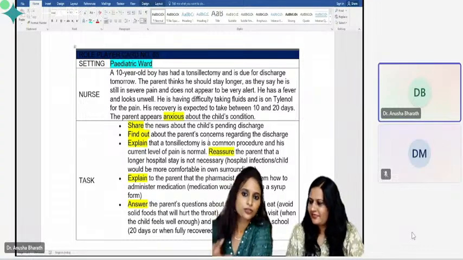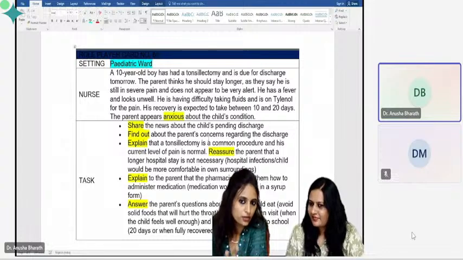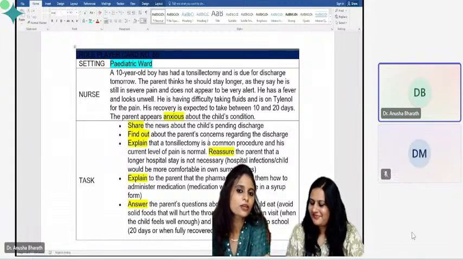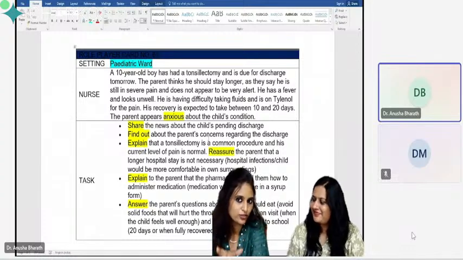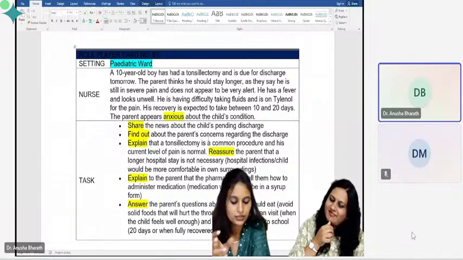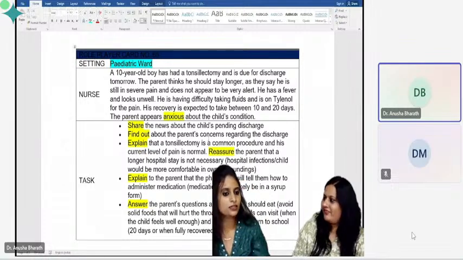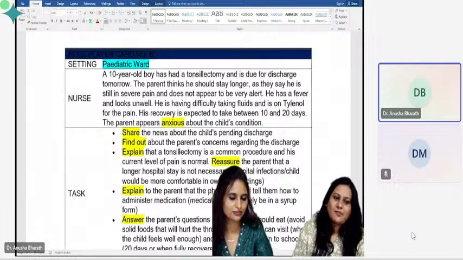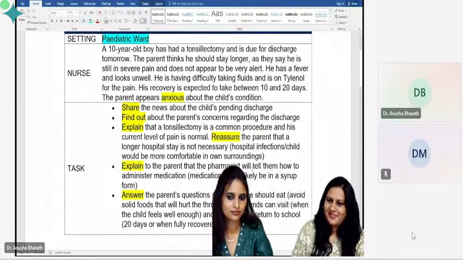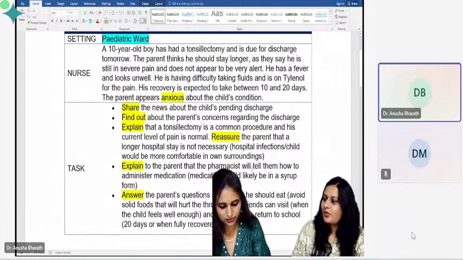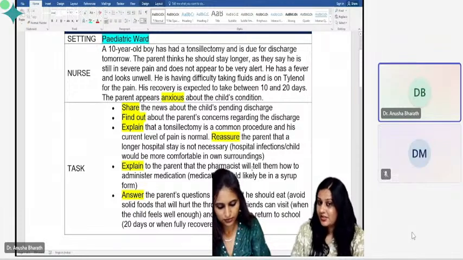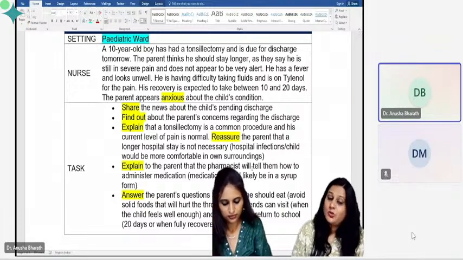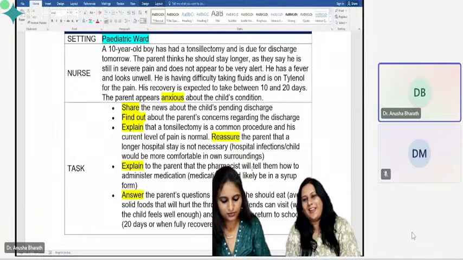So now that you have seen and marked all these, we will give you a few seconds to take a picture of this particular role play. You can do that. Let us know how you would start the conversation. Yes, please use the chat box to mention how you would start the conversation with regard to this particular role play.